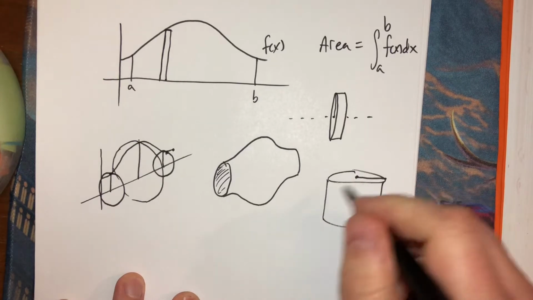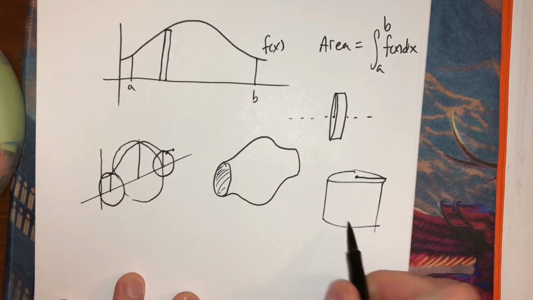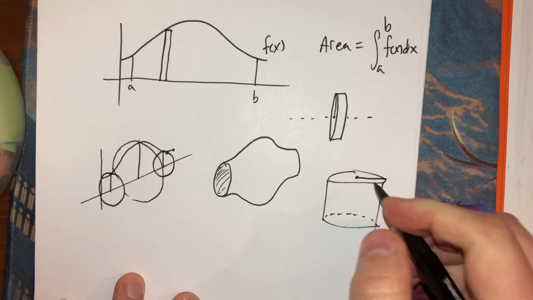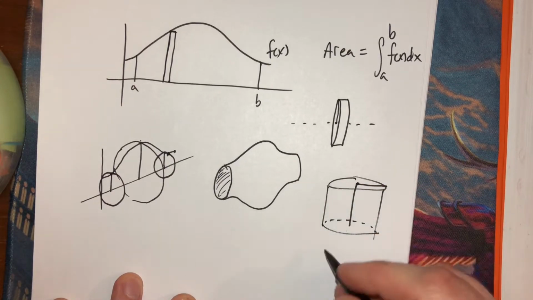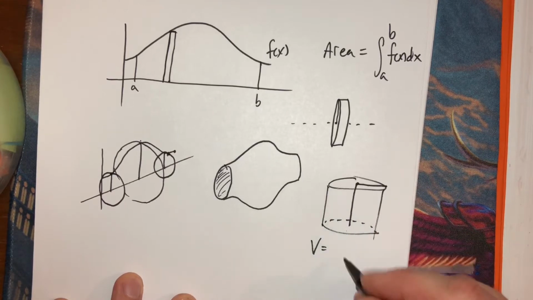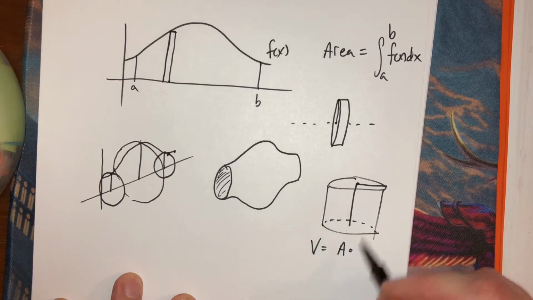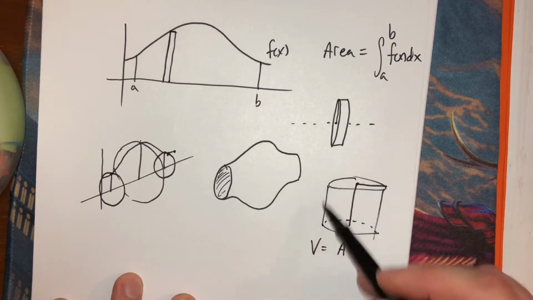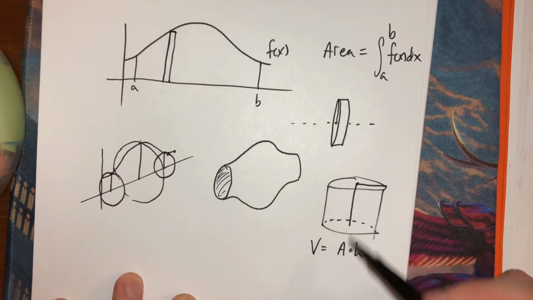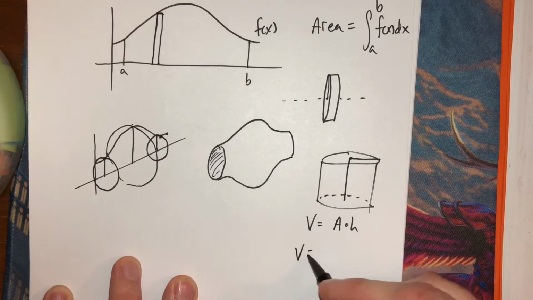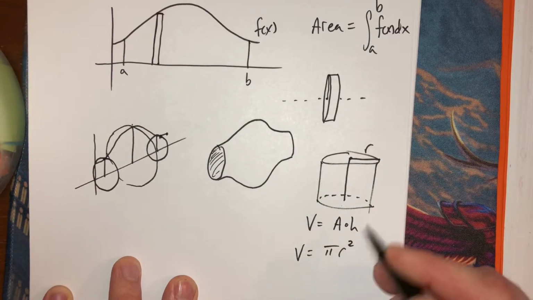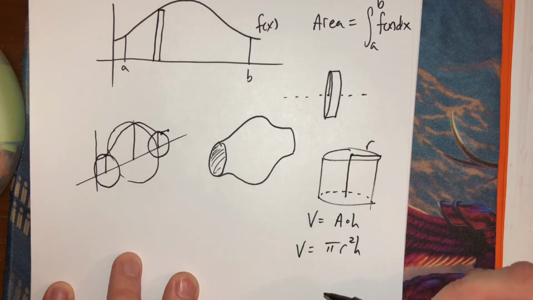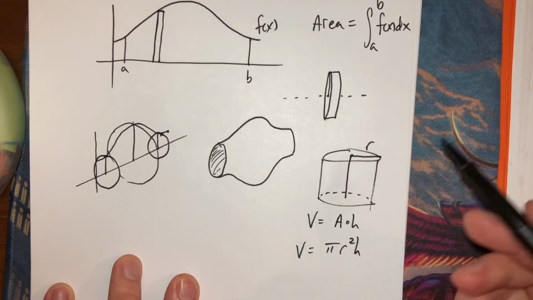So the way that we would find the volume of a cylinder is, a cylinder is just a bunch of circles stacked on top of each other. So for the volume of a cylinder, we take the area of a circle and multiply that by the height of the cylinder. The area of a circle is pi r squared, right? Whatever that radius is, we do pi r squared, and then we multiply that by the height. And that's the volume of any right cylinder.